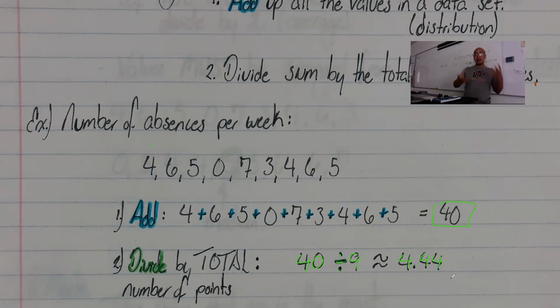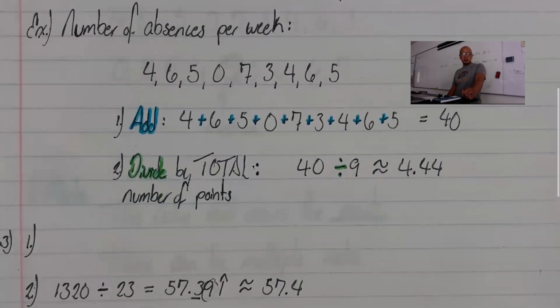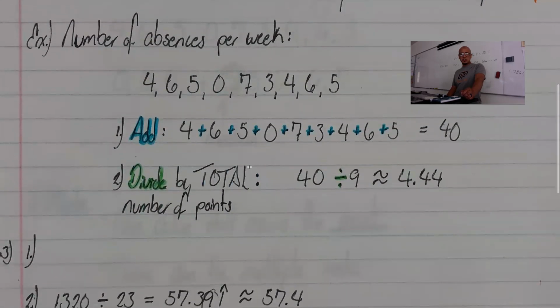You can think of it as a balance point of what is representative of the data that you have there. What is a good representation of the data that you have there? A good way to represent this data, I would say, well, my average absences during that 9-week period was 4.4 absences.